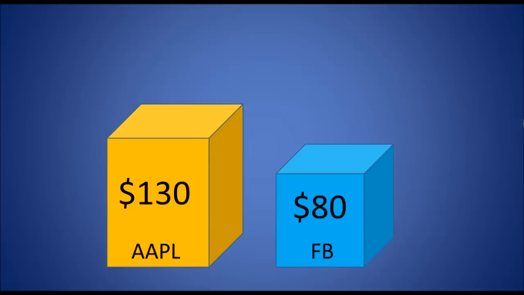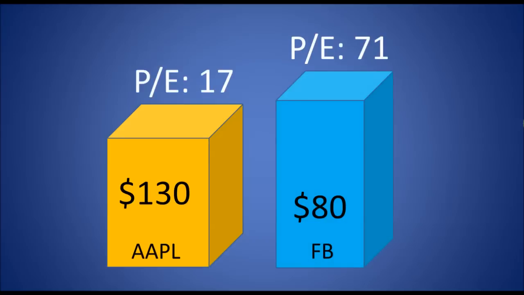You compare price to earnings multiples to evaluate similar stocks because you know that comparing the $80 share price of Facebook to the $130 share price of Apple may not help you determine the best value. Even though the share price of Facebook is less than the share price of Apple, the 17 price to earnings ratio of Apple may represent a better value than the 71 price to earnings ratio of Facebook.